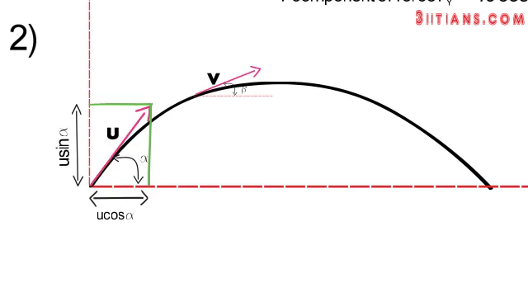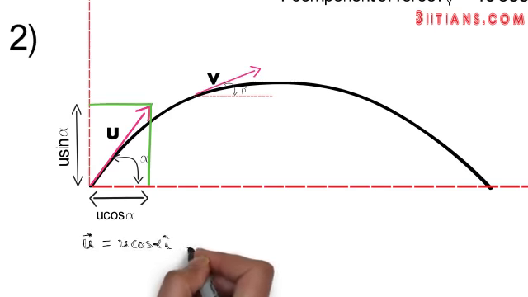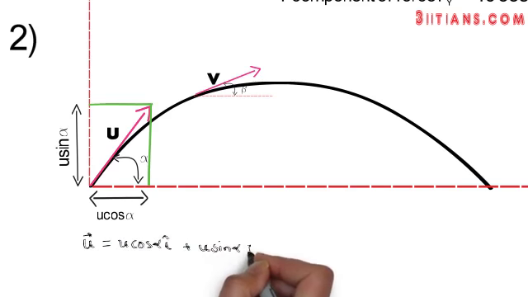The initial velocity of the particle in terms of x and y components can therefore be written as u vector is equal to u cos alpha i cap plus u sin alpha j cap, where u cos alpha is the x component and u sin alpha is the y component.